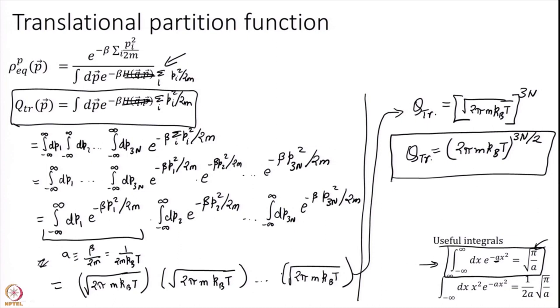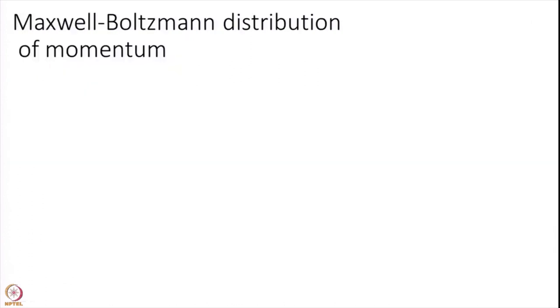So now we have derived a formula for the translational partition function. This will be useful later on. So we will keep it for now, and once we use it, I will remind you of this. For now, this is nothing but the denominator of rho equilibrium of P. So now, finally, I get rho equilibrium of P is equal to e to the power of minus beta sum over i of pi square over 2m, over 2 pi m kb T to the power of 3n over 2.